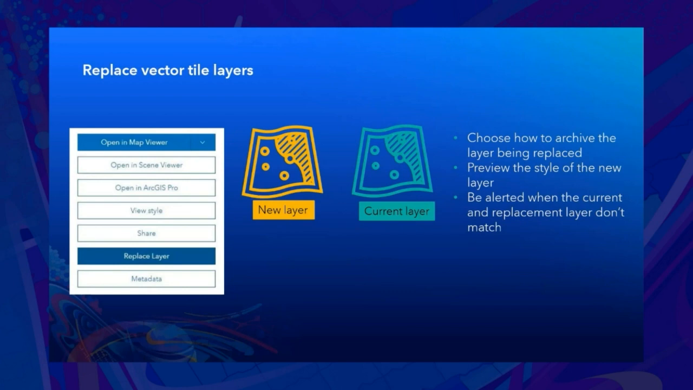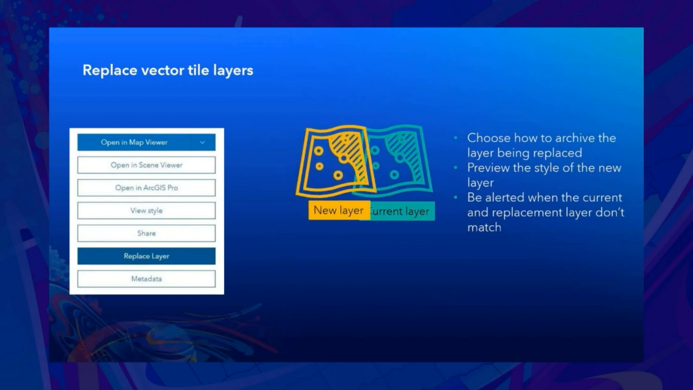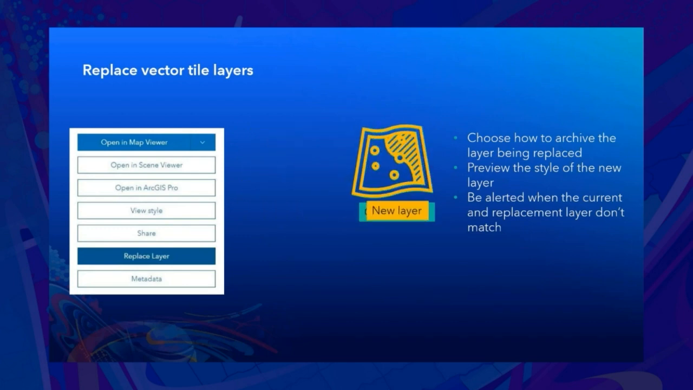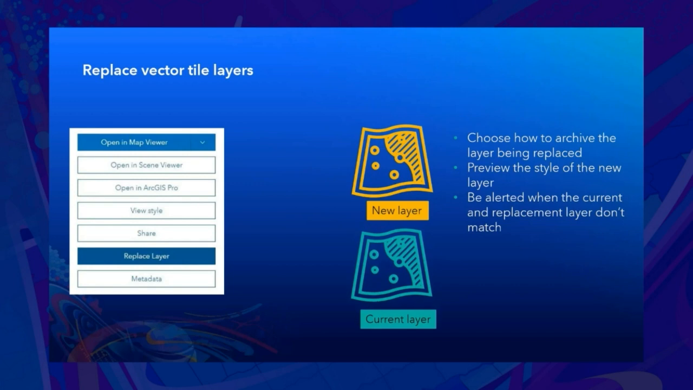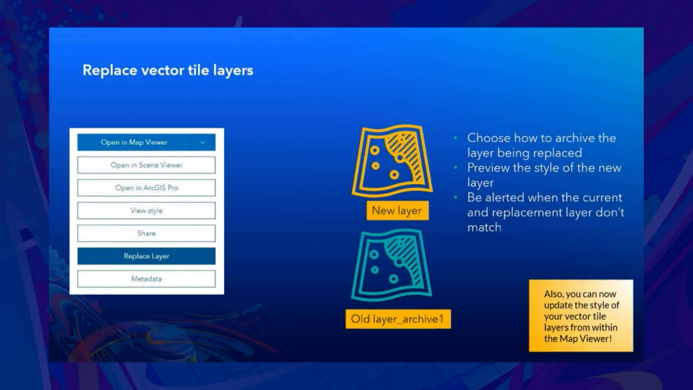ArcGIS Enterprise 10.8 introduces an update workflow for vector tile layers. This enables users to replace vector tiles with updated data while retaining older versions for archiving purposes. A built-in QA check alerts users if replacement data does not match the geographic scope of the original dataset. Additionally, styling can be manipulated directly from the map viewer.